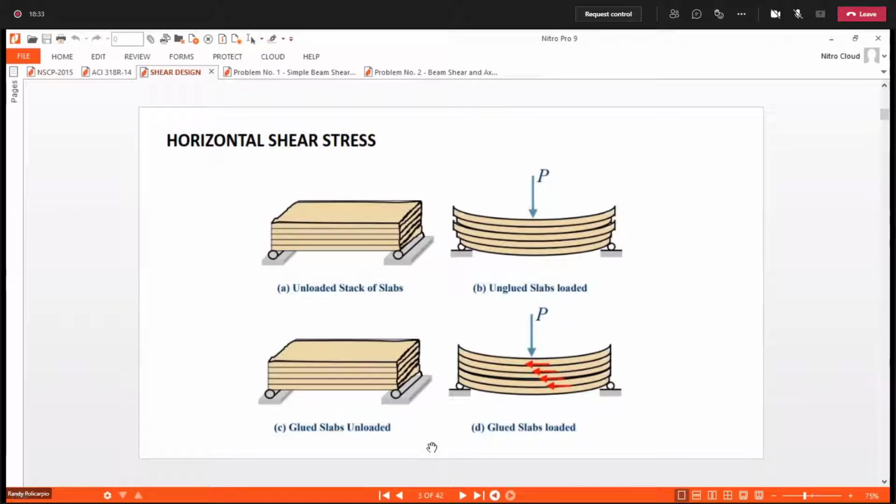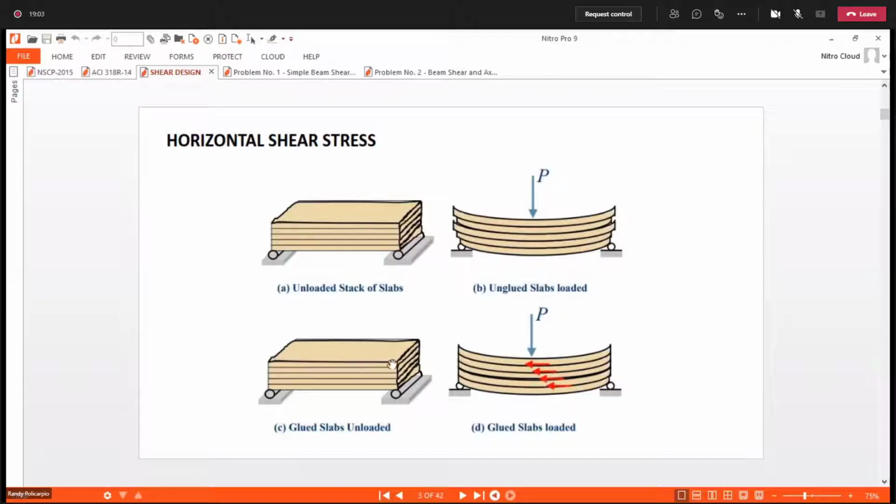So in the glued beam, the glue itself is where the shear stress develops, so that is what resists. Whereas in the unglued one, there is nothing to resist. The stack of slabs will simply slide over one another. So that is what this figure is about.